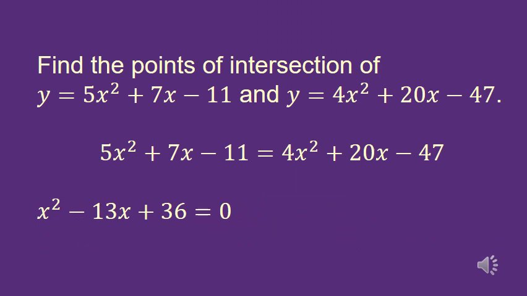So 5x squared plus 7x minus 11 equals 4x squared plus 20x minus 47. Once you've done that, you got to get everything on one side. So move everything over to the left, and I get x squared minus 13x plus 36. You do need to be careful that you're always doing the opposite of what it says. So I, for instance, subtracted 20x and then I added 47 to come up with those answers.